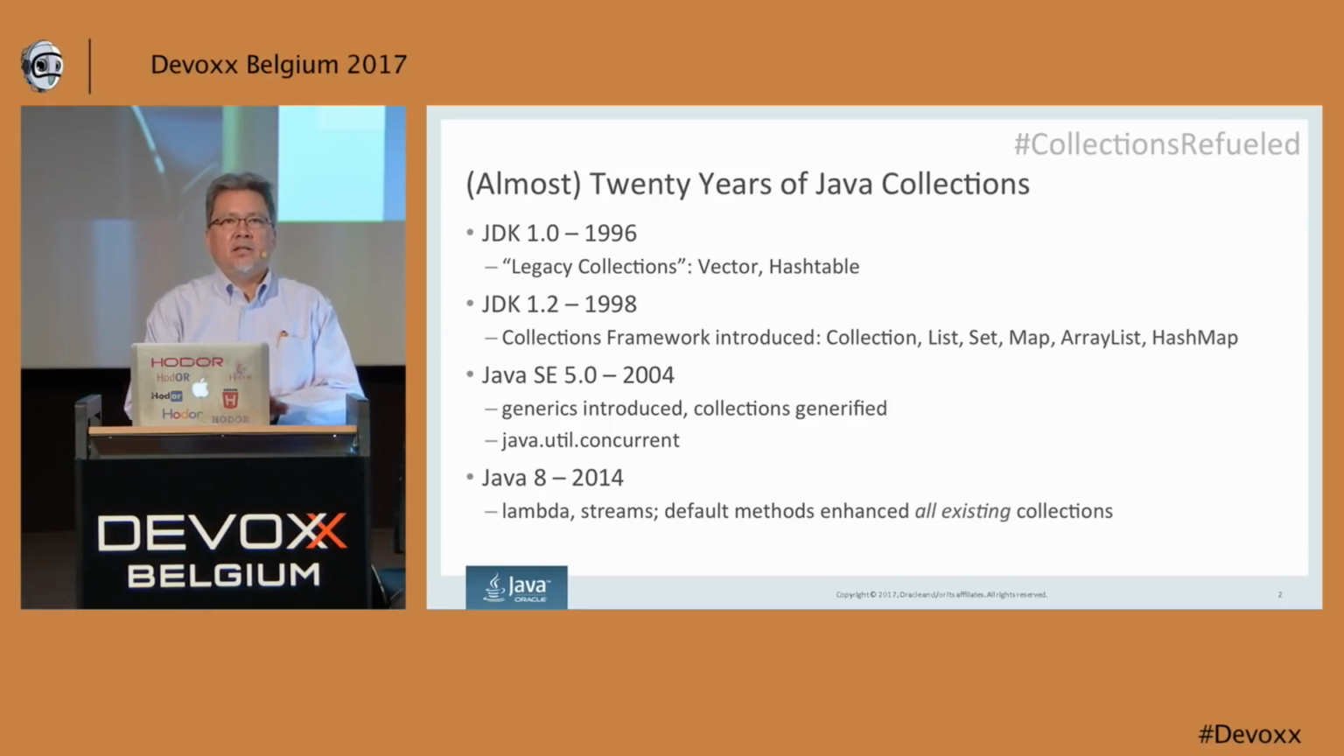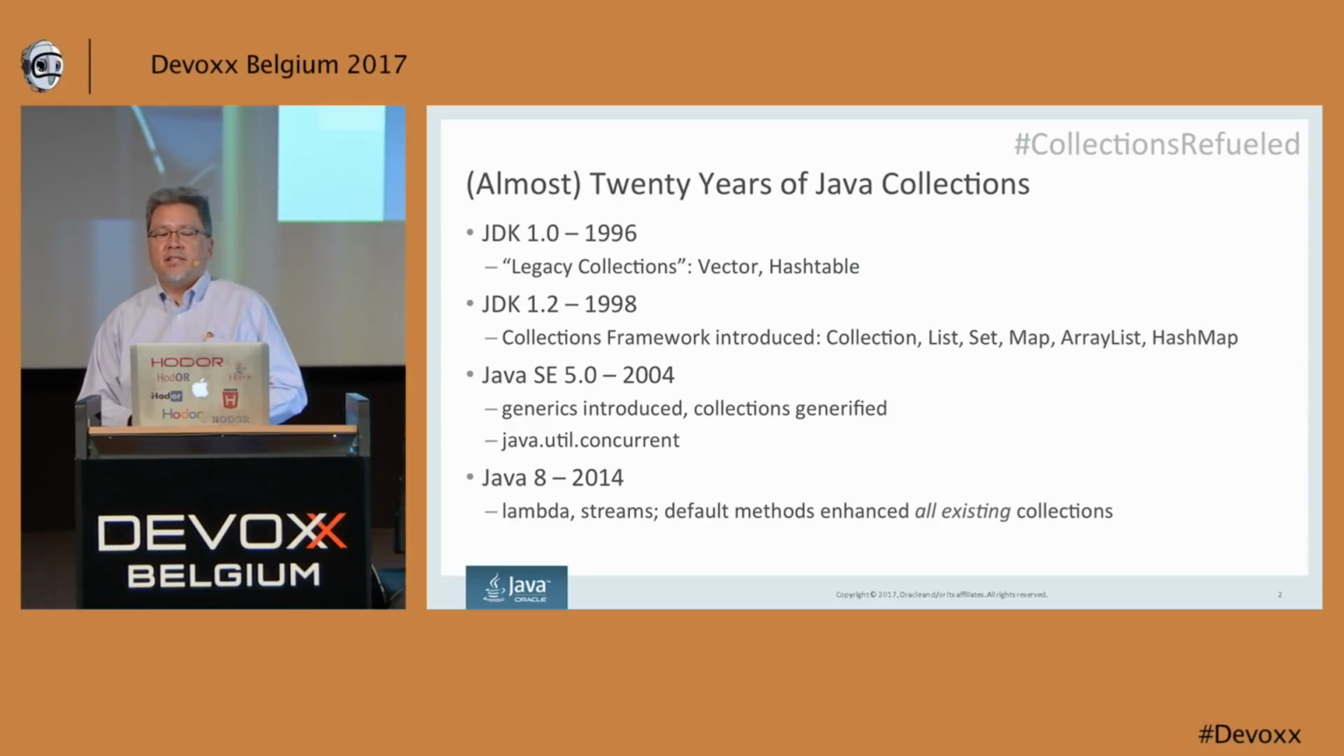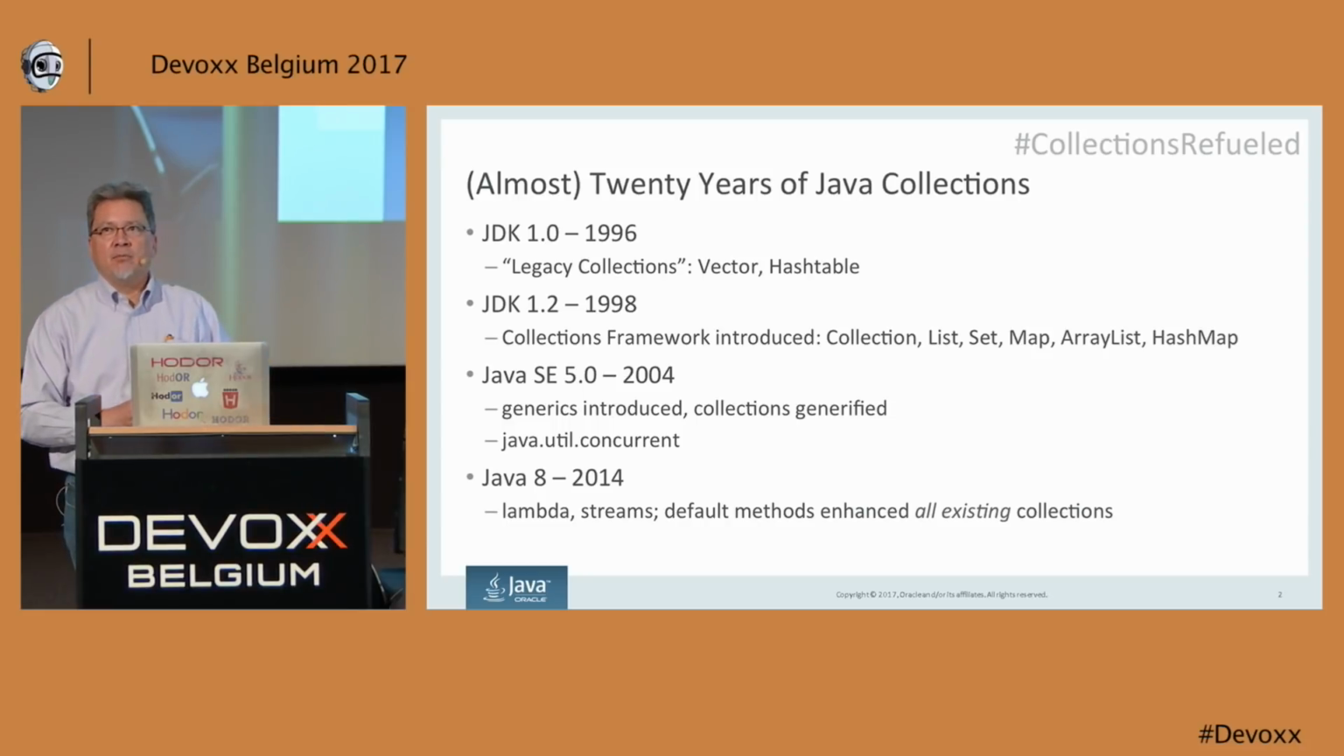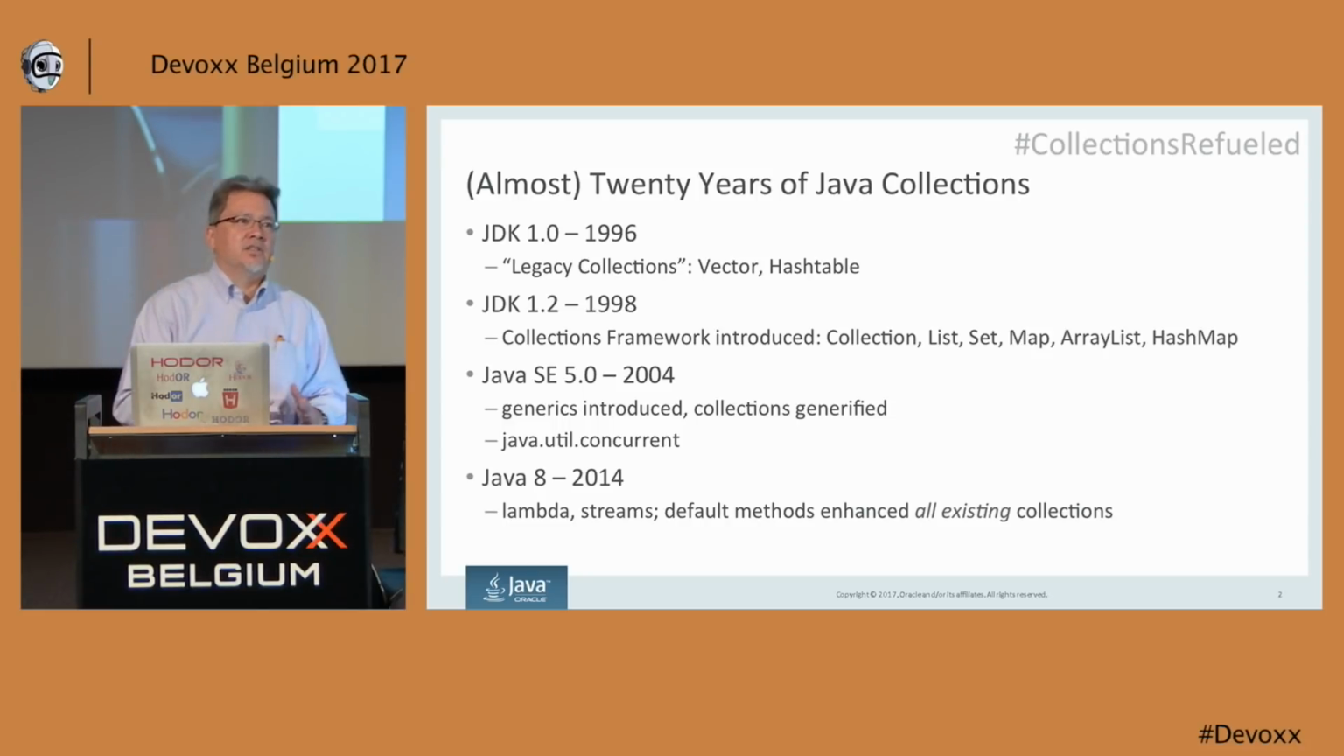Okay, so one slide on the history of collections in Java. JDK 1.0 was introduced in 1996, and the collections, they weren't called that, but what we now call the legacy collections, which consisted of mainly Vector and Hashtable, since the capitalization is wrong. Those were introduced in 1.0. Those served for a little while, but it wasn't until JDK 1.2 was introduced a couple years later that what we now call the collections framework was added.